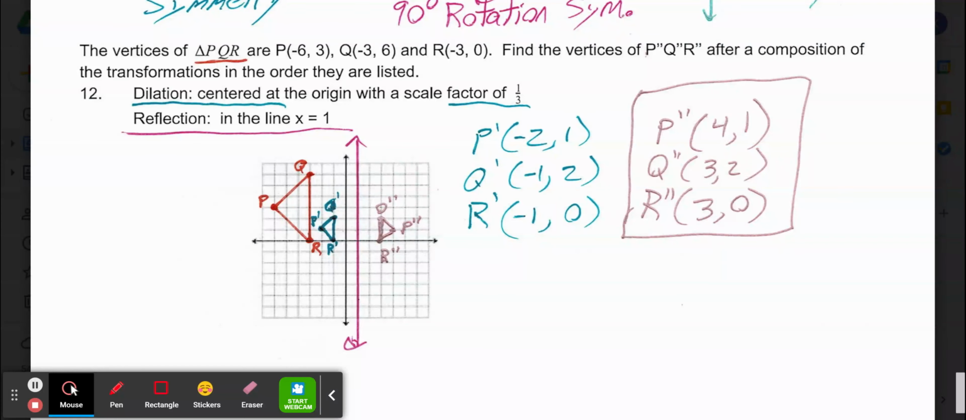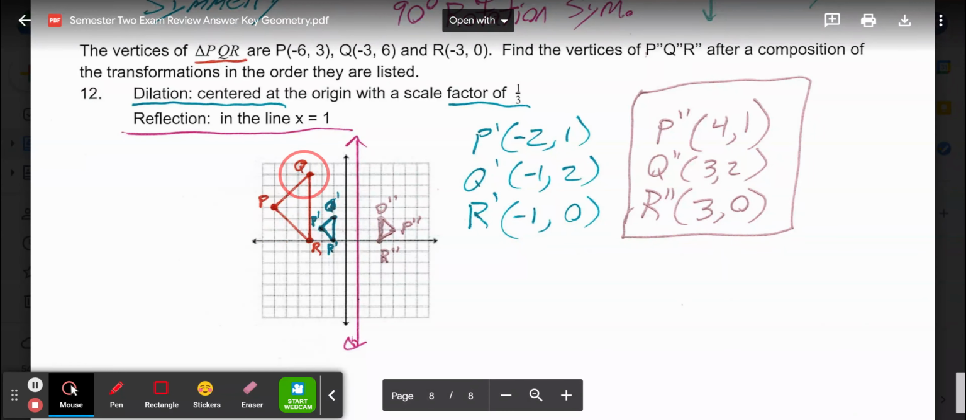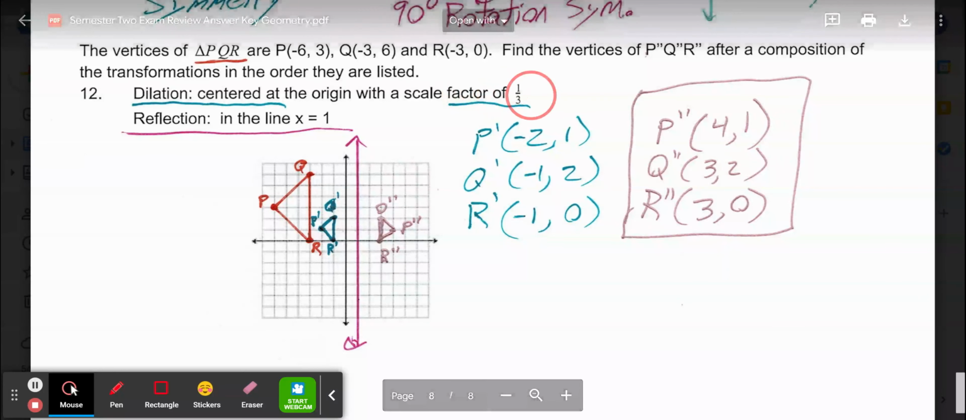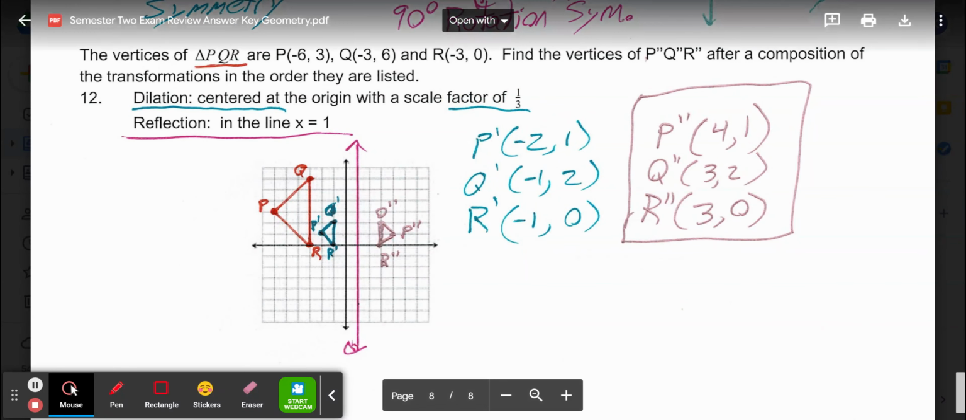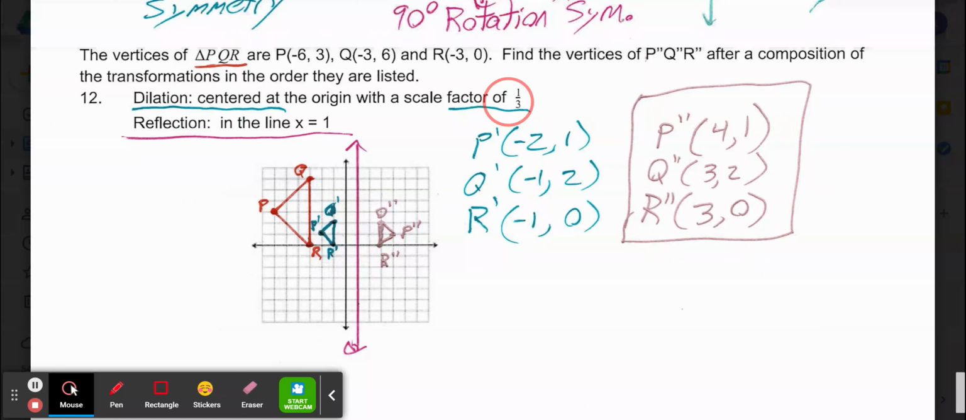Then we get to our final problem 12, where we first have to dilate the triangle PQR, then reflect it. So first I graphed PQR. The dilation with the scale factor 1/3 means I want to multiply P, Q, and R's original coordinates by 1/3, or divide each by 3. So P prime, Q prime, R prime are at negative 2, 1, negative 1, 2, negative 1, 0.